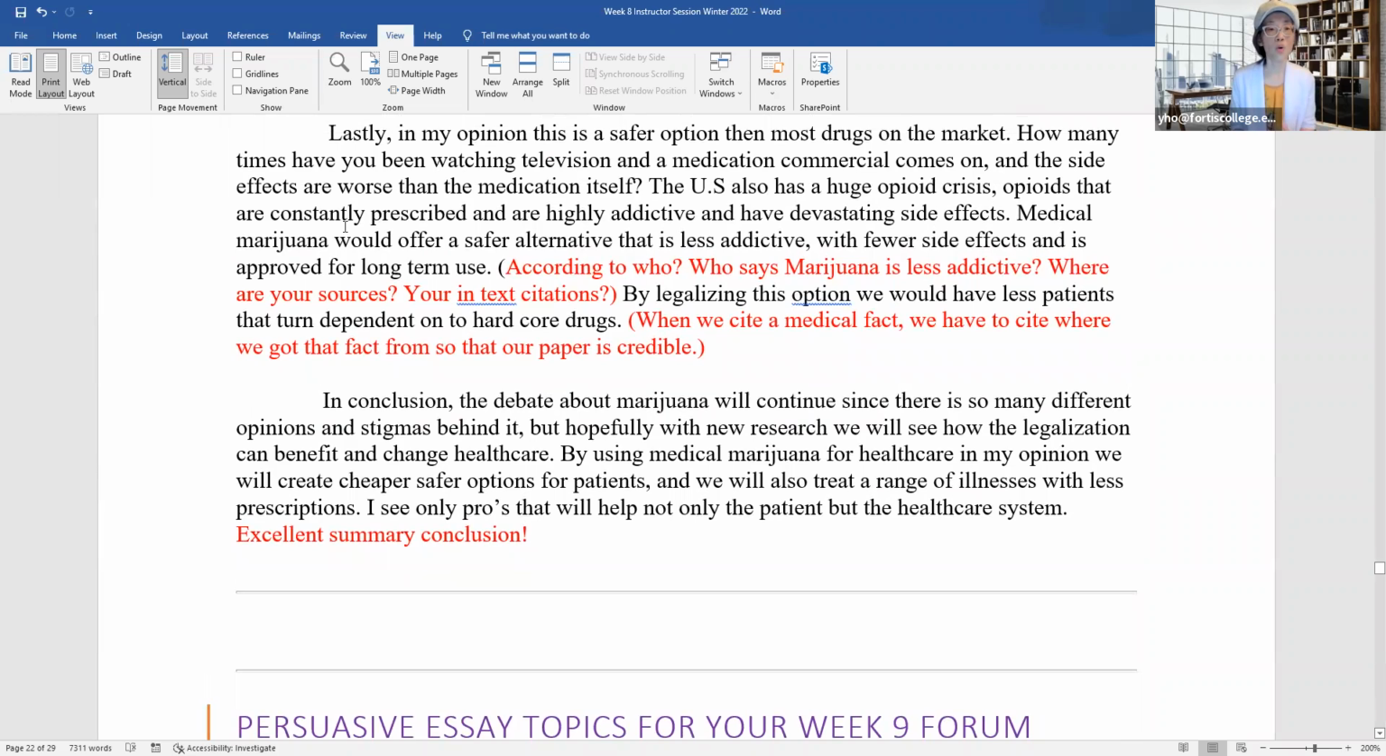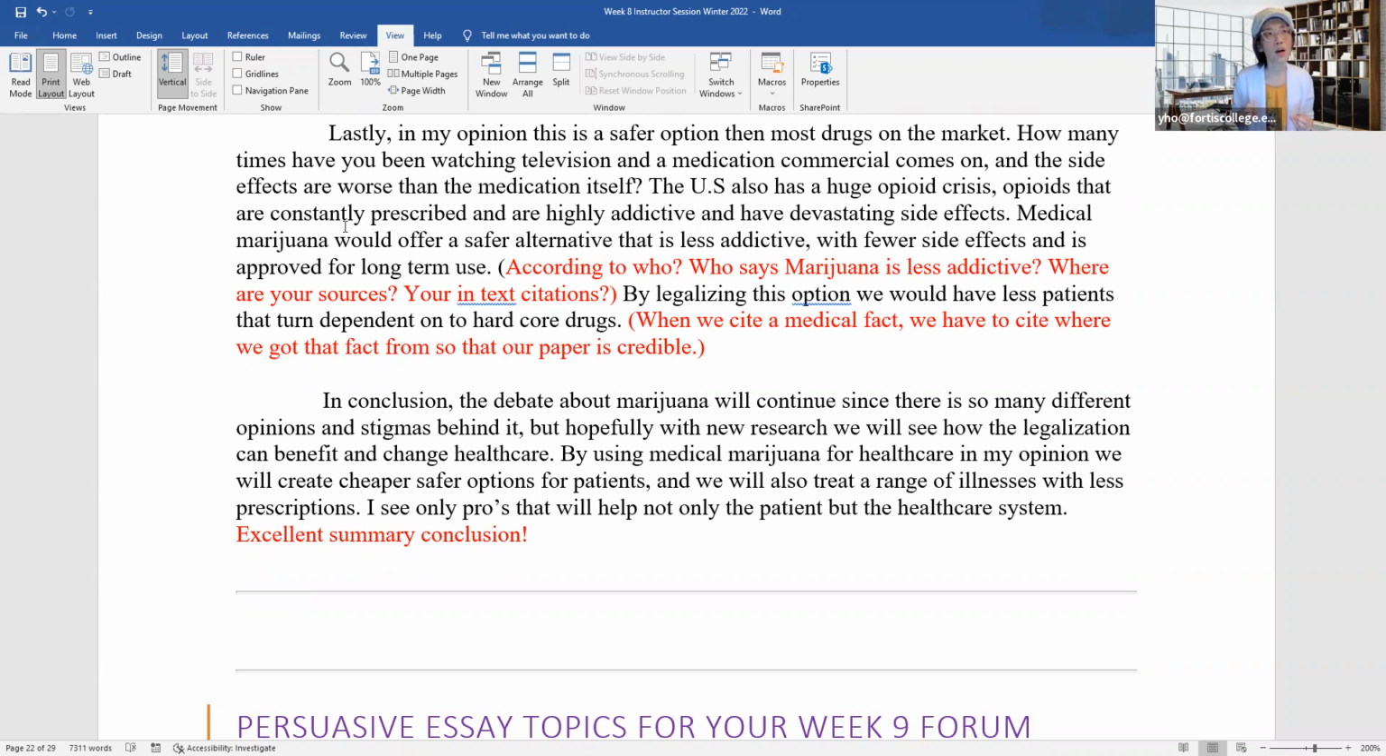So you can say, according to Dr. Smith, 80% of people get obese, and then you write in the date. Or according to Dr. Smith, 2020, 80% of Americans are obese. And so you want to put in the author's name and the date, and you want to have a signal phrase. In other words, according to signals to the reader that you are about to have an in-text citation in your paper. That's why it's called a signal phrase.